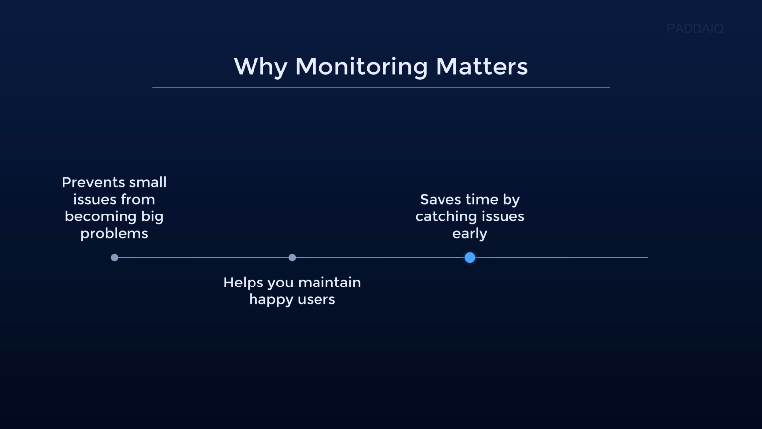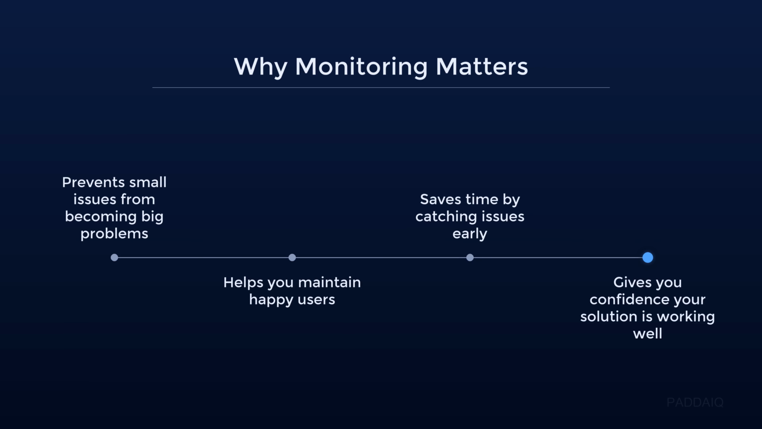Saves time by catching issues early. This means identifying small problems before they grow into major outages. For example, if a memory leak starts consuming resources, monitoring detects it immediately so you can fix it before the application crashes. Proactive monitoring ensures your solutions run smoothly and efficiently.